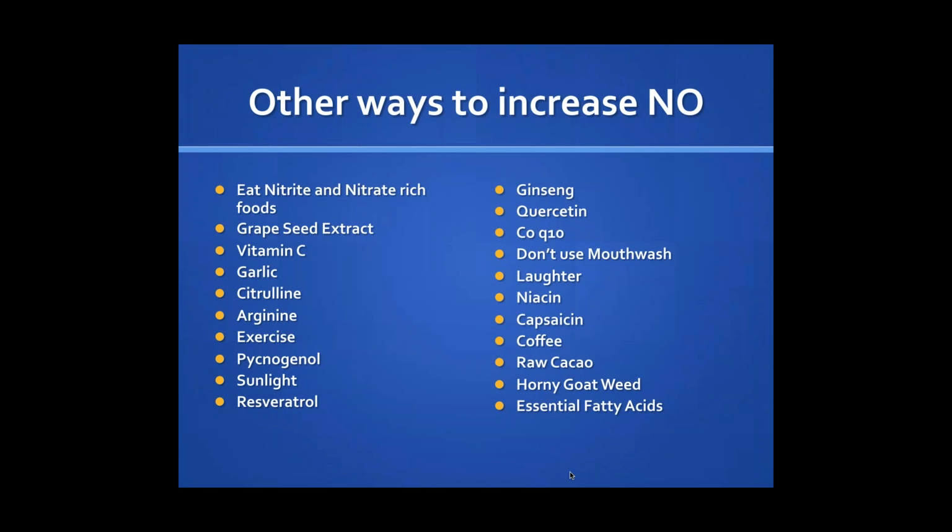So other ways that you can increase nitric oxide, again, we talked about nitrite and nitrate-rich foods, grapeseed extract, vitamin C, garlic, citrulline, arginine. Exercise increases nitric oxide. Pycnogenol, which actually reduces superoxide and therefore increases nitric oxide that way. Sunlight, we talked about, resveratrol. Ginseng, quercetin, CoQ10, don't use your mouthwash. Laughter increases nitric oxide. Niacin, capsaicin, coffee, raw cacao, and horny goat weed, and essential fatty acids all increase nitric oxide production.